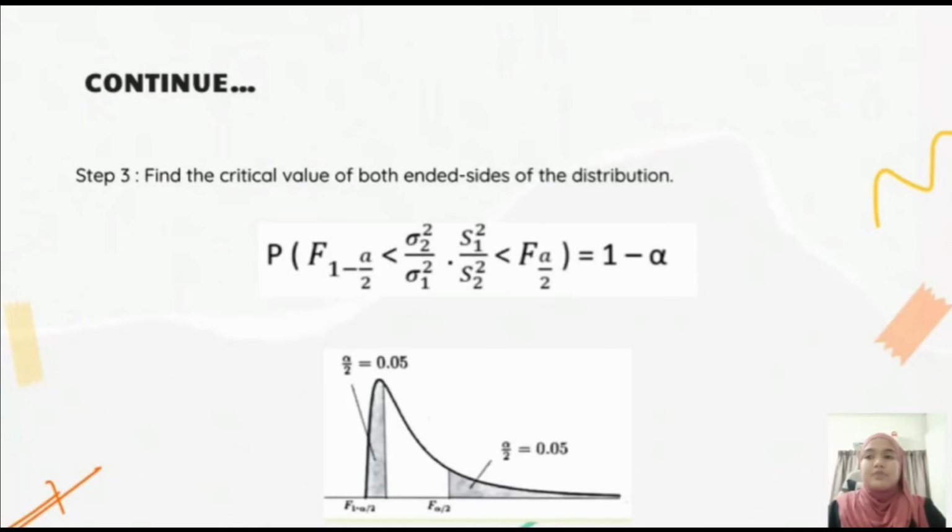Okay, for step 3, I will continue. For step 3, find the critical values of both ends of the distribution.